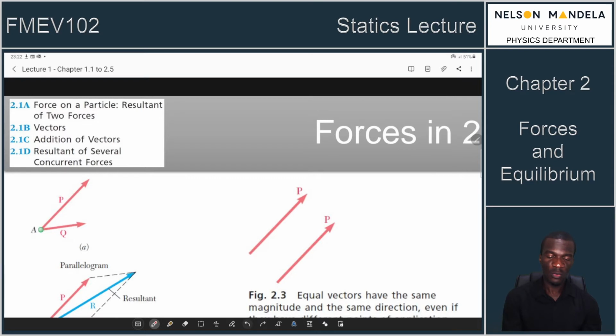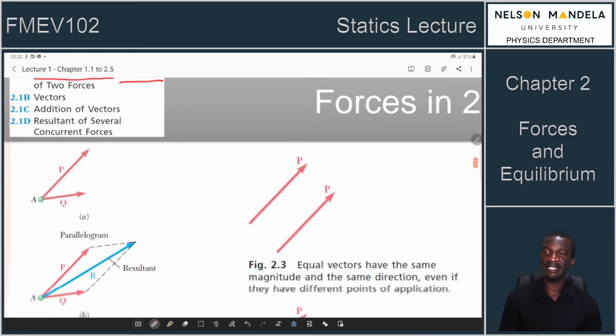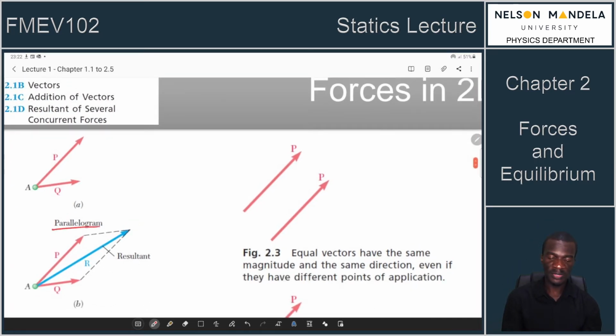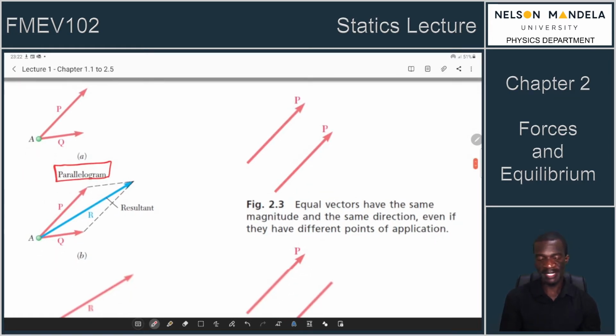So when we have forces acting on a particle, to find the resultant of two forces, we make use of what we described before, the parallelogram rule. The parallelogram rule simply states, as we have discussed, that the resultant is the diagonal, the geometric diagonal, that is formed when these forces are moved to the other sides of this parallelogram.